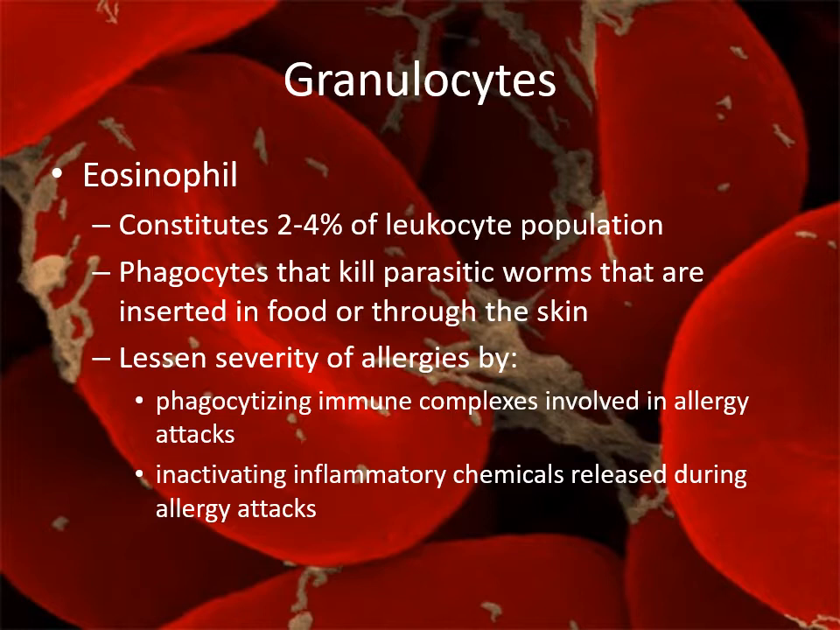The next type of granulocytes that we're talking about are eosinophils. They make up about 2 to 4% of your white blood cell population. And their job is to kill parasitic worms that are ingested in food or enter through the skin. They lessen the severity of allergies, so they phagocytize immune complexes involved in allergy attacks, and they inactivate inflammatory chemicals released during allergy attacks to help suppress your allergies.